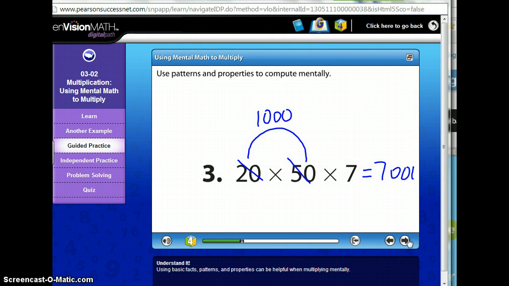7,000. There's your answer. Now, it would have been a lot harder to start with the 50 and the 70 because you would have gotten 350 and had to multiply that times 20. We want to try to come up with the numbers that are easiest to work with in our heads. Anything that has a 1 in it and zeros in it, those are going to be our easiest.